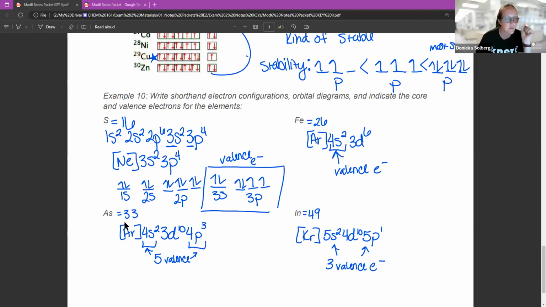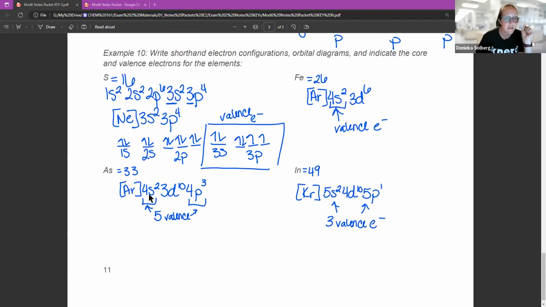This one down here would be argon 4s2 3d10 4p3. This is a 4, this is a 4, this is in level 3. So which ones are valence electrons? These ones and these ones. Same thing over here, these ones and this one. So pay attention to which ones are going to be your valence electrons when you write out your electron configuration.